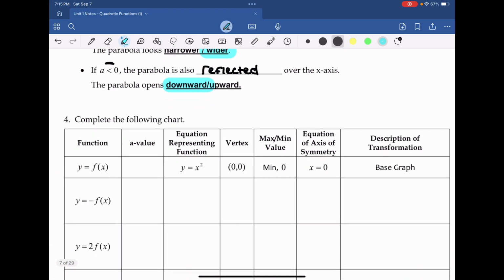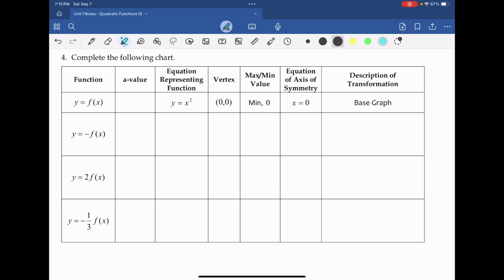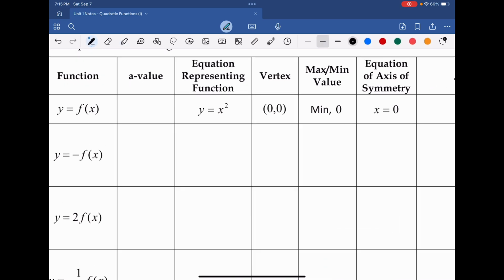Okay, let's complete a chart where we summarize this all together. We're going to have the a value, the function, vertex, min-max, equation of the axis of symmetry, and a description. We've done this 2 times before, but let's do that for these different a values. In the original function, the a value is actually just 1 because it doesn't change anything. No matter if we multiply 1 to anything, it's going to stay the same. And then all of the other details are pretty familiar to us.